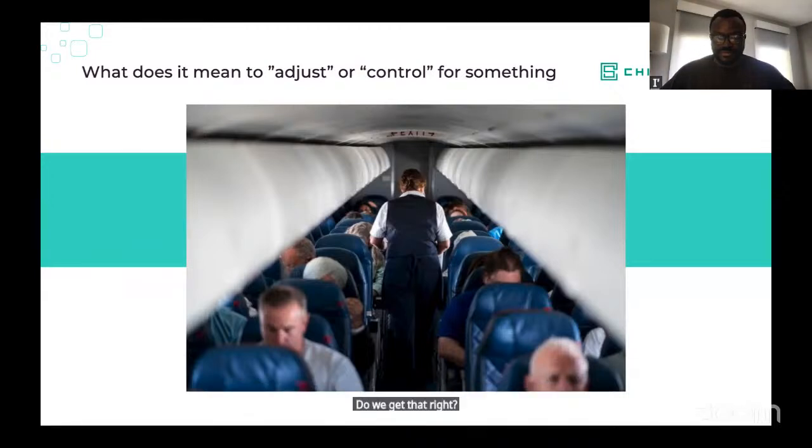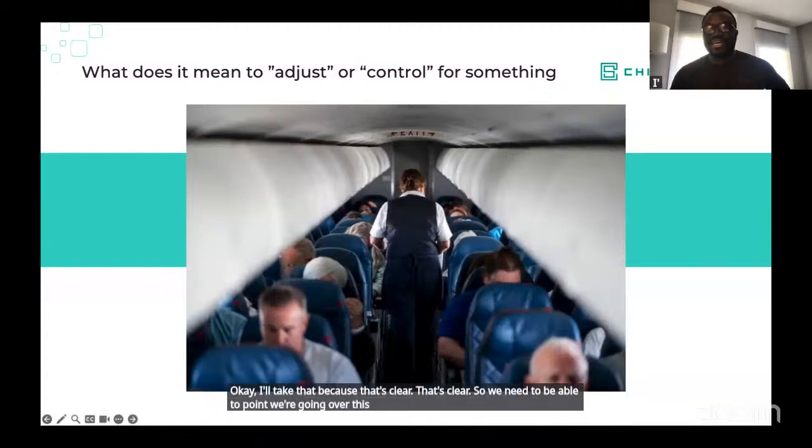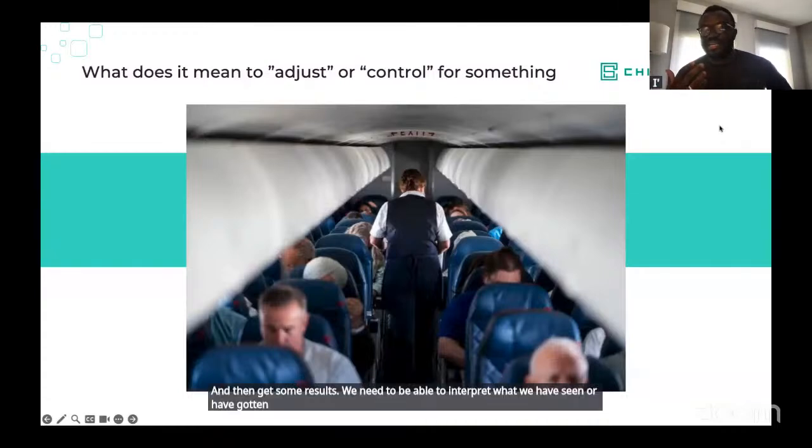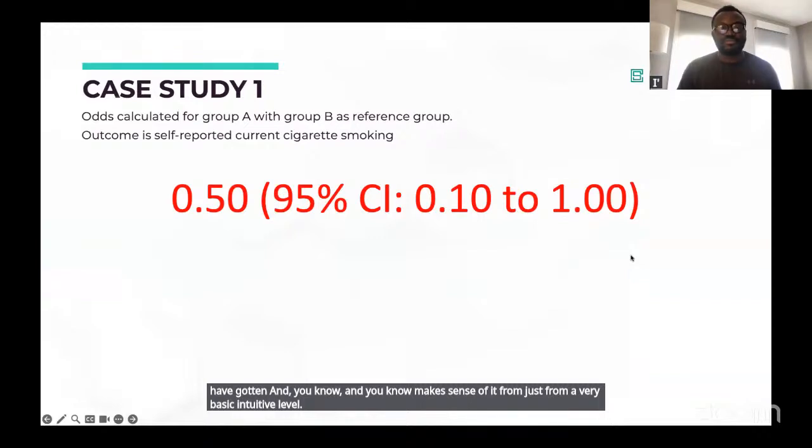Okay. I'll take that as clear. So the point we're going over this in painstaking detail is that it's not enough to just plug in some numbers and outputs and then get some results. We need to be able to interpret what we have gotten and make sense of it from a very basic intuitive level. All right.